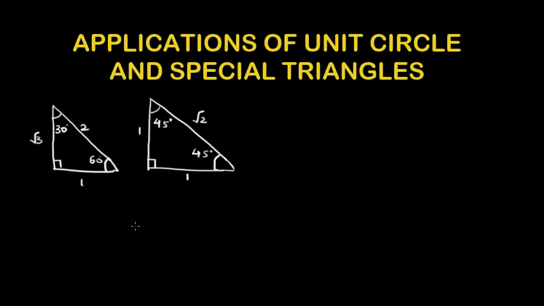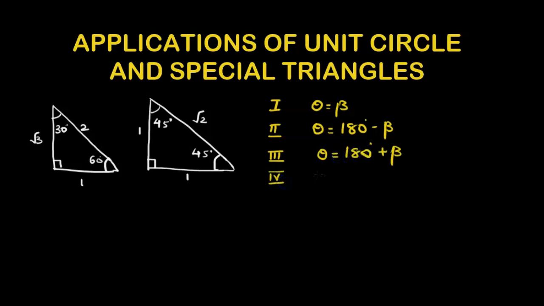Also we learned the relationship between the related acute angle and the principal angle. If the angle lies in the first quadrant, then theta is equal to beta. If the angle lies in the second quadrant, then theta is equal to 180 minus beta. We can solve for beta if we know theta by isolating beta. In the third quadrant, theta is equal to 180 plus beta. And in the fourth quadrant, theta is equal to 360 minus beta.